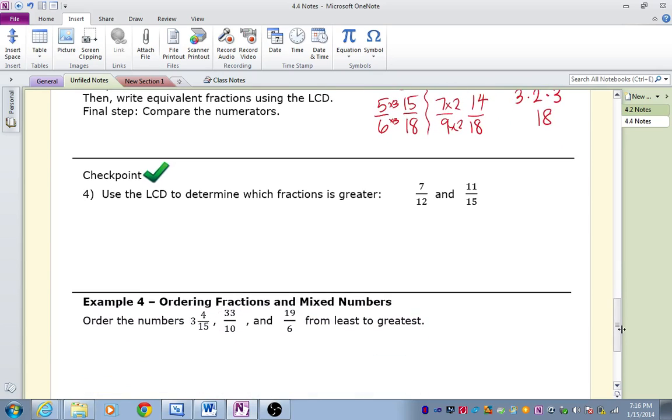Okay, pause the video. Go ahead and try checkpoint number 4. You're finding an LCD for these two fractions. And then hit play when you're ready.